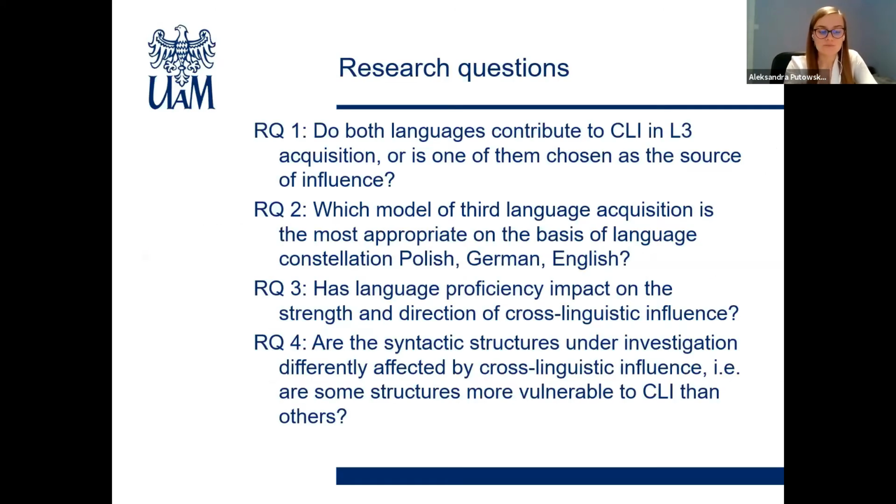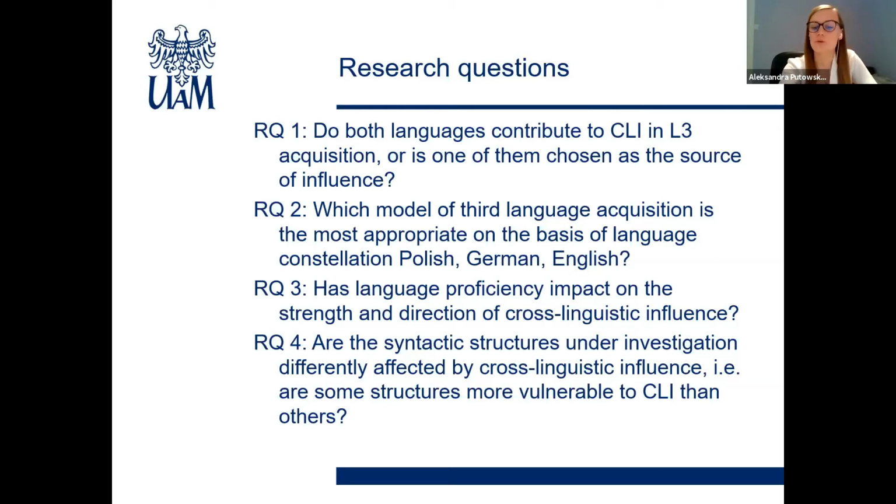So there are research questions which I address in this study, and these are the following. The first research question: do both languages contribute to cross-linguistic influence in third language acquisition, or is one of them chosen as the source of influence? Secondly, which model of third language acquisition is the most appropriate? Third question, does language proficiency have an impact on the strength and direction of cross-linguistic influence? And fourth question, are the syntactic structures under investigation differently affected by cross-linguistic influence or not?